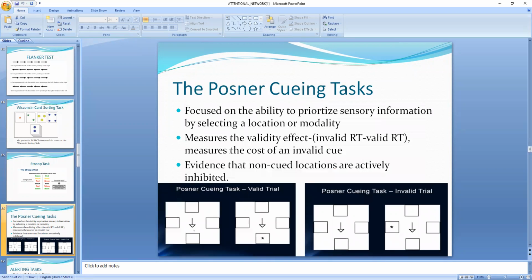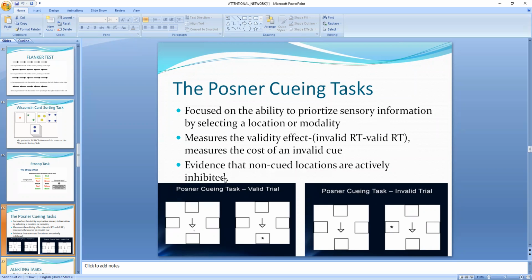Next test is Posner cueing task. This helps in focusing on the ability to prioritize sensory information by selecting a location or modality. It measures the validity effect, that is invalid reaction time minus valid reaction time, which measures the cost of an invalid cue. Evidence that not cued locations are actively inhibited.